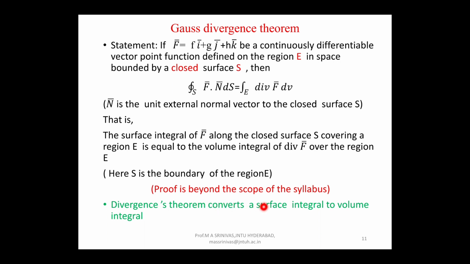Divergence theorem. What this does is convert a surface integral to a volume integral. The divergence theorem always converts a surface integral into a volume integral, whereas the first one, Green's theorem, converts a line integral to a double integral. In Stokes theorem, you have an open surface, and it converts the line integral to a surface integral. So that is the conversion. I think this is Gauss divergence theorem.